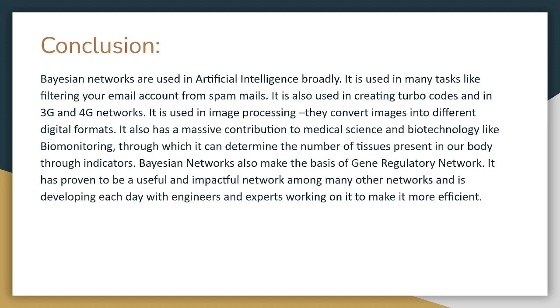Conclusion: Bayesian networks are used in artificial intelligence broadly. It is used in many tasks like filtering your email account from spam. It is used in creating turbo codes and in 3G and 4G networks. It is used in image processing. They convert images into different digital formats. It also makes a massive contribution to medical science and biotechnology like biomonitoring, through which it can determine the number of tissues present in our body through indicators. Bayesian networks also make the basis of gene regulatory networks.